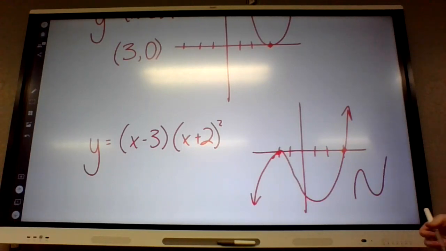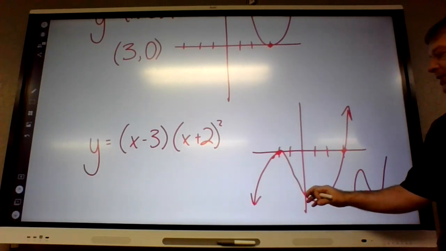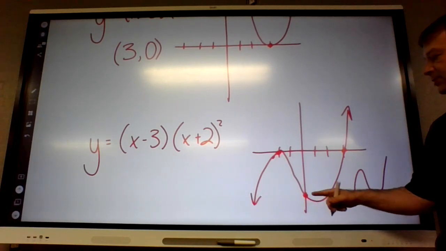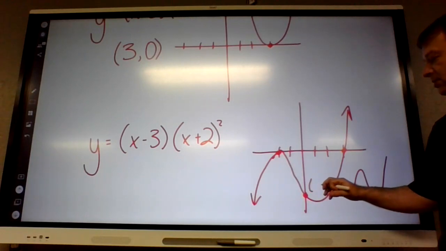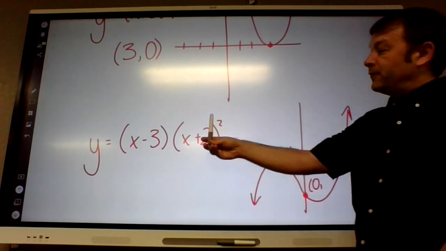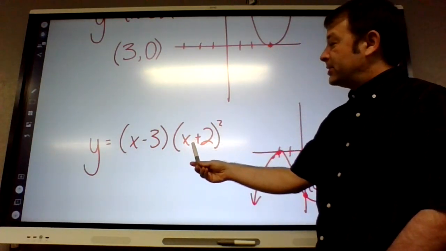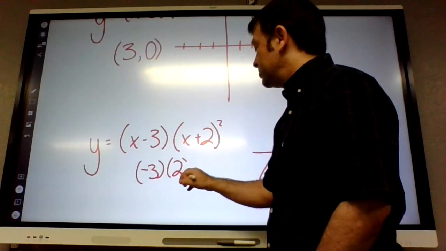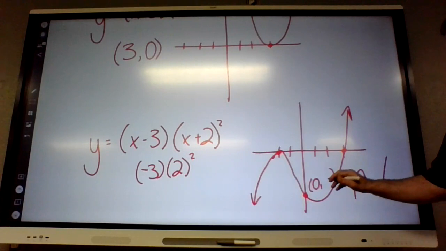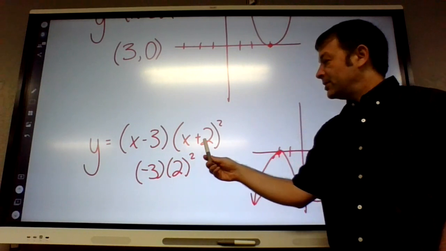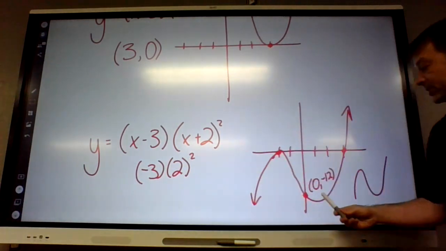Do you guys know how we would find where it's the y-axis? What do we know for sure about this point? Just 0. What's its x-coordinate? 0. So if we plug in 0 for x, that would tell us what it is. It'd be -3 times 2 squared. So it'd be like -12. You guys see where I got that? If you plug in 0 there, you get -3. 0 there, you get 2, but it's squared. And that multiplies to -12.